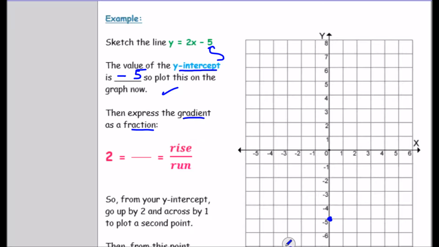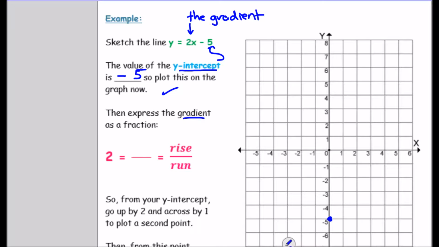Then express the gradient as a fraction. So what is the gradient according to our green equation? What's our gradient equal to? Is it x? No, it's 2. So 2 is the gradient. It's the coefficient of the x term that is our gradient. How would you express 2 as a fraction? 2 is the same as... that's right, 2 over 1.